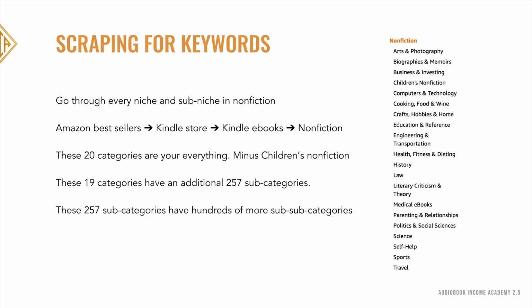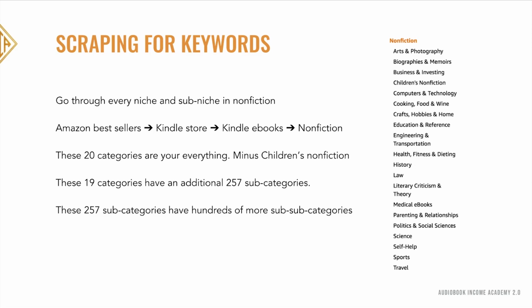We will go into the Amazon Kindle store. But what you're going to do is you're going to go to the Amazon bestsellers list. We'll show you how to get there. Then you click on Kindle store, then Kindle ebooks, and then nonfiction. And then you can see the picture on the right. Once you click on nonfiction, you have 20 additional categories. And these 20 categories are your everything.